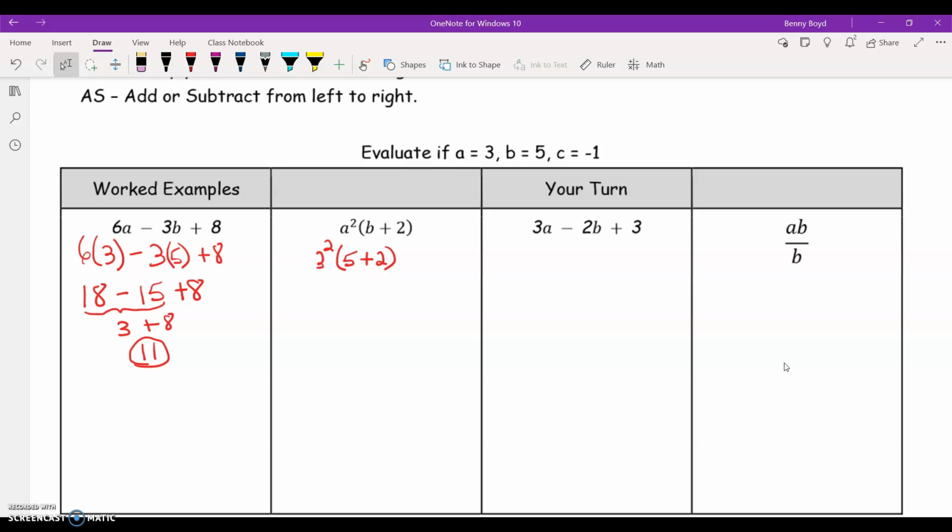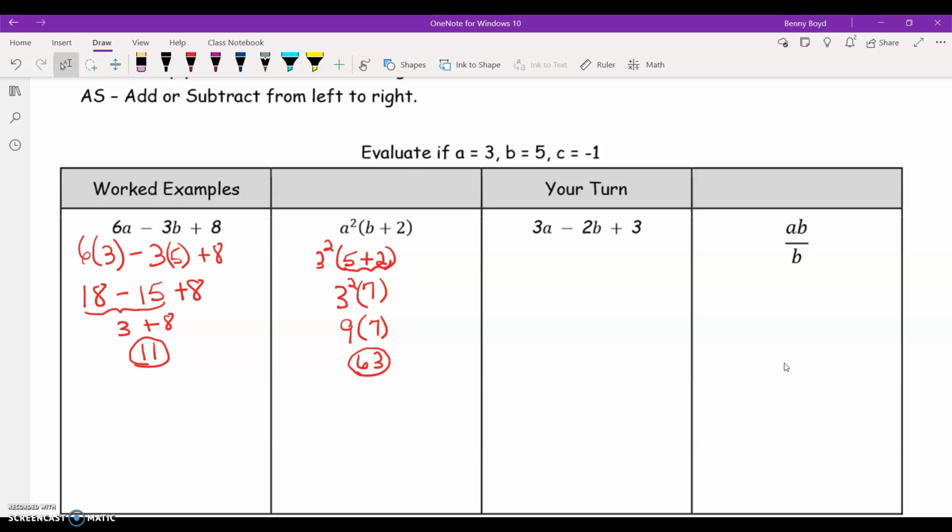Okay, so I do my parentheses first. So my 5 plus 2 would come first. So I'm going to do 7. Parentheses means to multiply when they're right next to a value. 3 squared, I'm going to do that next because that's my exponent part of this problem. I'm going to do 9 times 7, and 9 times 7 would leave me with 63 for my final answer.